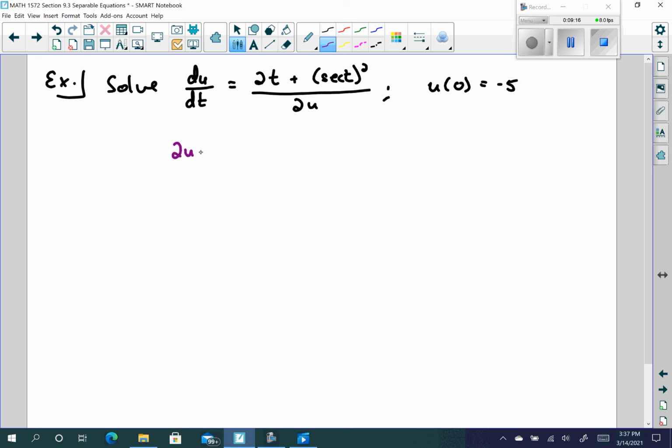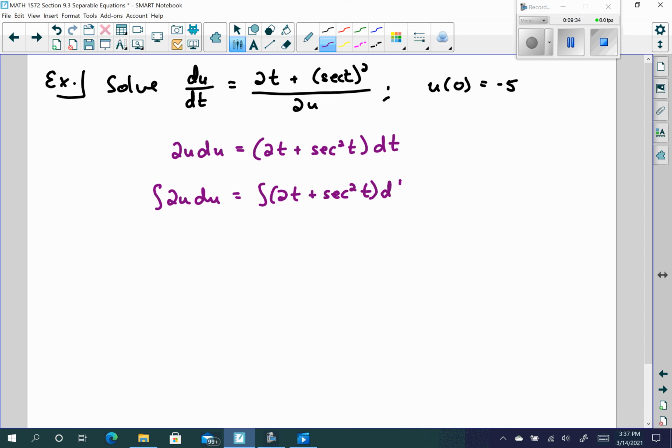So we'll get 2u du. It's just going to equal 2t plus secant squared t. We could write it like this, and then have the dt here. And again, we'll take the integral of both sides. So we're just going to get u squared on the left, and we'll get t squared. The antiderivative of secant squared t is what again? Tangent t, and then we'll have our plus c.